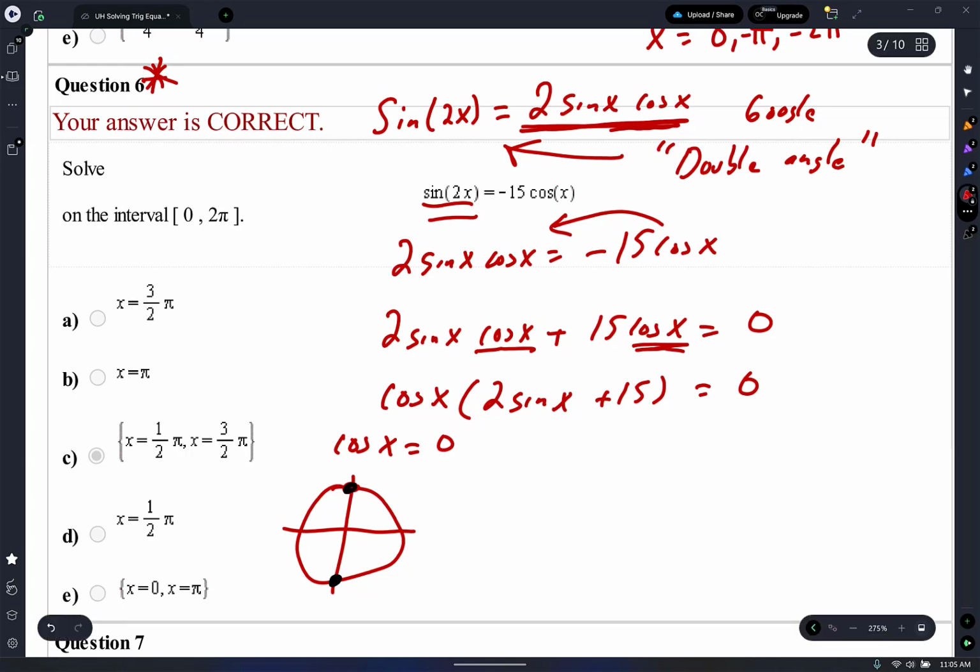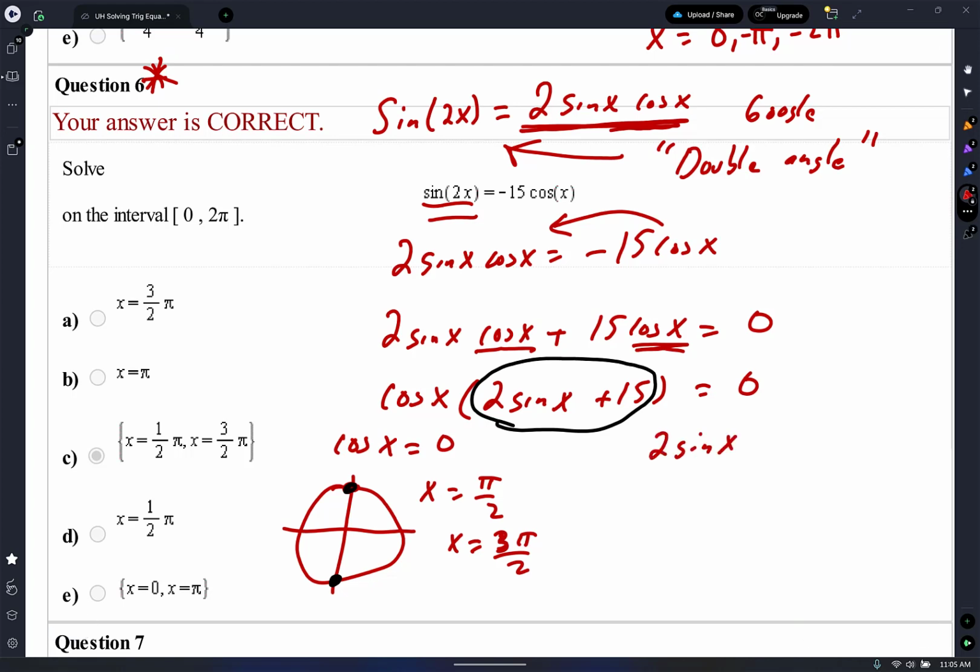What is that first radian? Pi over 2. What is that second radian? 3 pi over 2. And then I say, well, look, there's also this one. So then I set that expression equal to 0. I know some of you are probably super smart and like, well, why are you even doing that? Sine x will never be 15 over 2. You're right. Or negative 15 over 2.